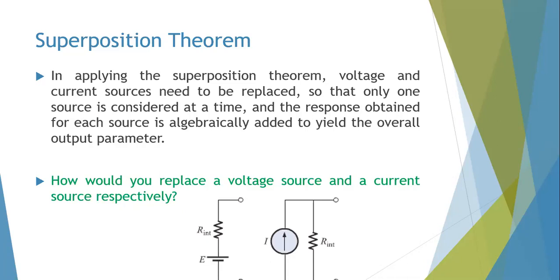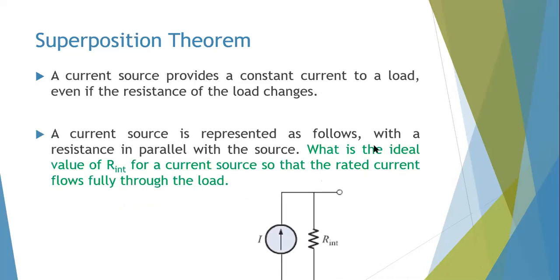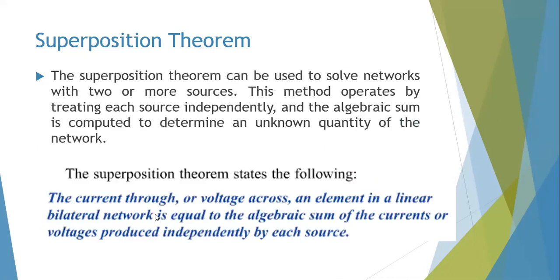then remove the current source and study it with the voltage source, and then add both responses. If I just go back to make sure you understand what we are doing, what we mentioned here in blue is that the superposition theorem allows us to study the performance, the characteristic if you want, of a circuit with 2 or more sources, be it current source or voltage source, by considering only 1 source at a time.